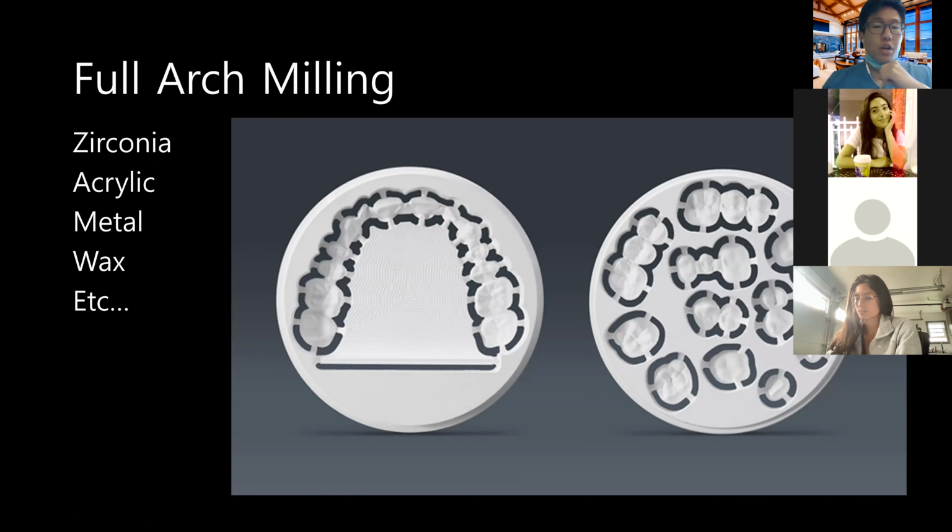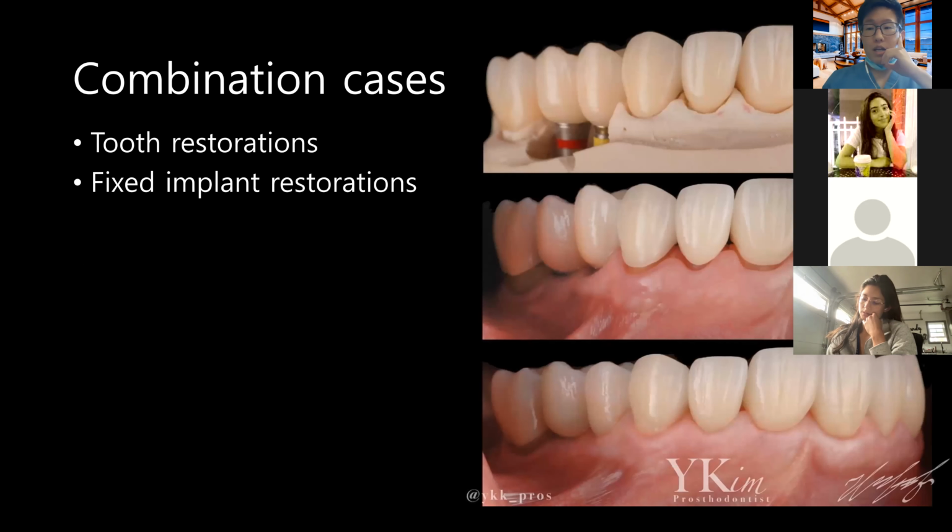And another digital technology here: nowadays you can mill not only single crowns, but also bridges. You can also mill full arch bridges as well, usually in zirconia. And here's an example of a combination case. Some of these are teeth and some of these are implants, and so this is a full mouth reconstruction. You can see there's a lot of tooth crowns, bridges, and also implant crowns. So in prosthodontics, you incorporate all these principles like removable prosthetics, implants, and natural teeth, indirect restorations to fully restore someone's dentition.